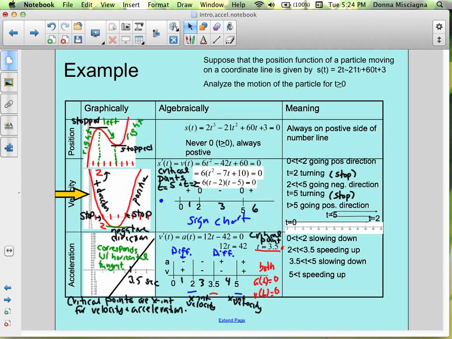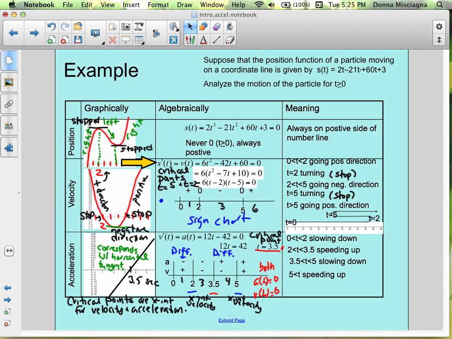All right, so now if we look at our velocity function, which is the first derivative of the position equation, so s prime of t equals v of t. The derivative of 2t cubed would be 6t squared. We're just using the power rule here. The derivative of 21t squared would be negative 42t. The derivative of 60t would be 60, and of course the derivative of 3 is 0. So that gives us our velocity function, which is 6t squared minus 42t plus 60.